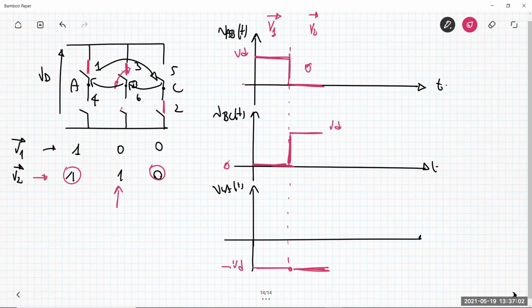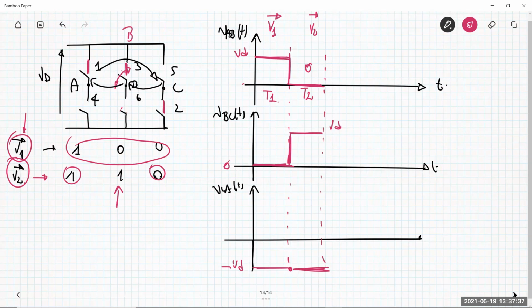Suppose the switch is alternating between V1 and V2 in time. I stay for a time interval T1 in the status V1, then after T1 I change to V2, and I stay there in the status V2, changing the position of the switch, for a time interval T2. And suppose that I make this operation periodically.